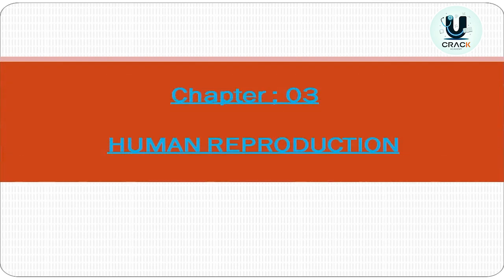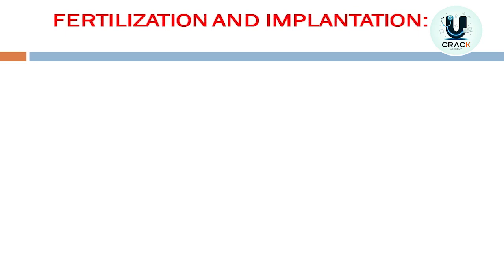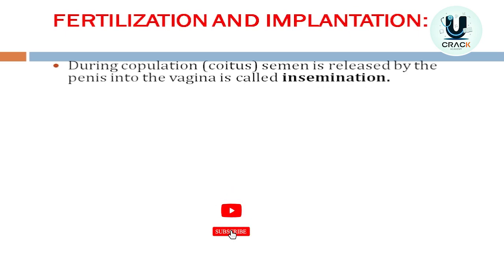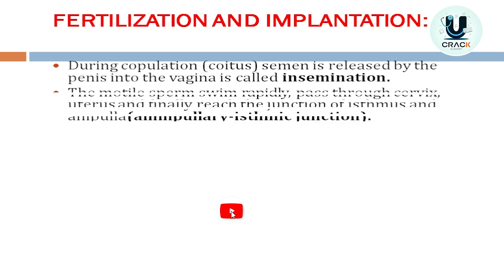Today we are going to see about Chapter 3, Human Reproduction. It's about fertilization and implantation. During copulation, semen is released by the penis into the vagina. It is called insemination. We have discussed insemination in detail in the last class.